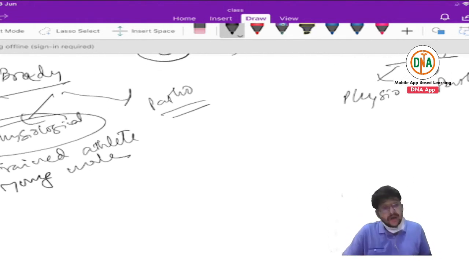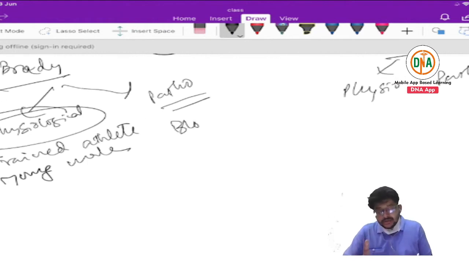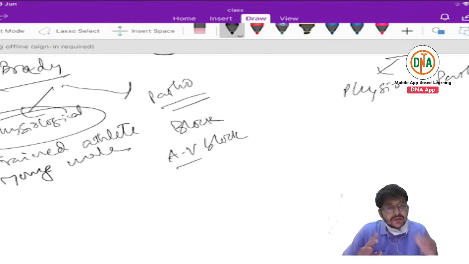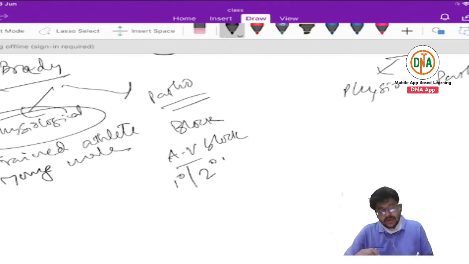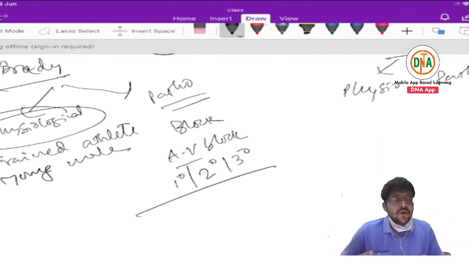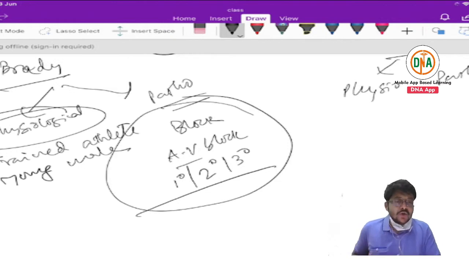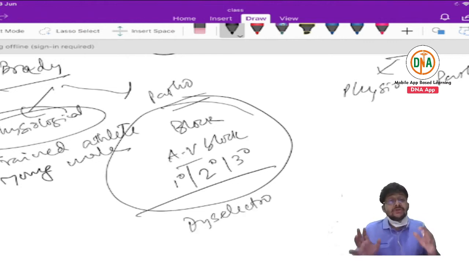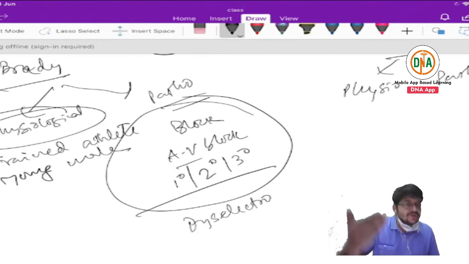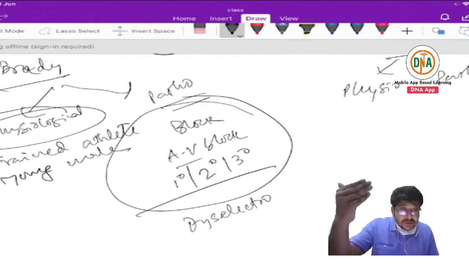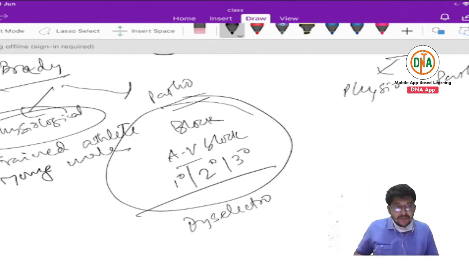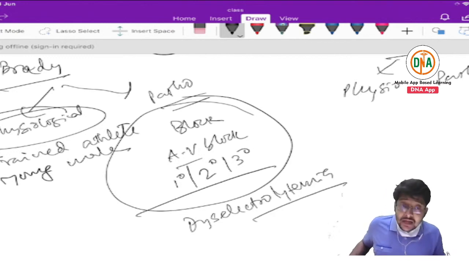However, pathological bradycardia is of concern, and that can occur during block. What are the blocks? It can be atrioventricular block, and there are multiple types of AV block, like 1 degree, 2 degree, 3 degree, and there is also the Mobitz classification. Once we get into the ECG part, we'll discuss all of them. So right now you understand that there are certain blocks which can cause pathological bradycardia. Also, there are certain dyselectrolytemias, that means disturbance in electrolytes, like sodium has increased or decreased, and more importantly, potassium has increased or decreased. Electrolyte disturbances can cause bradycardia, and they are pathological.